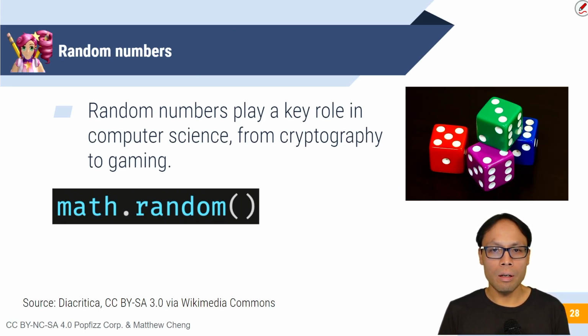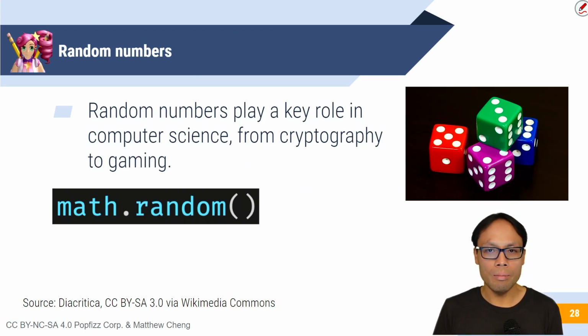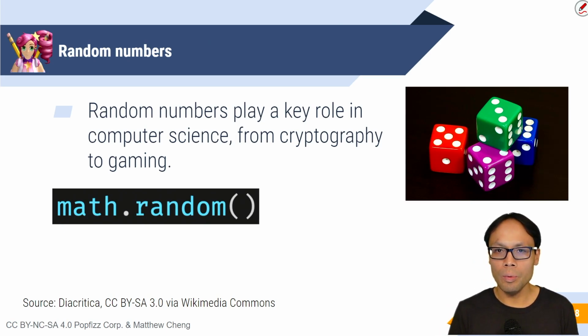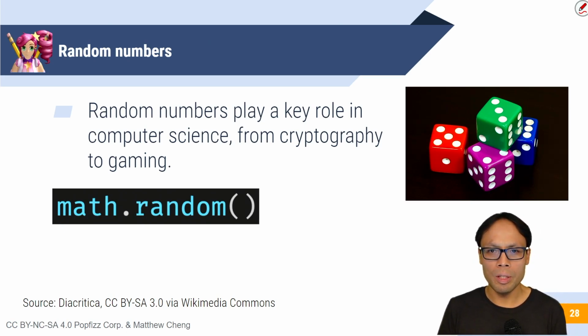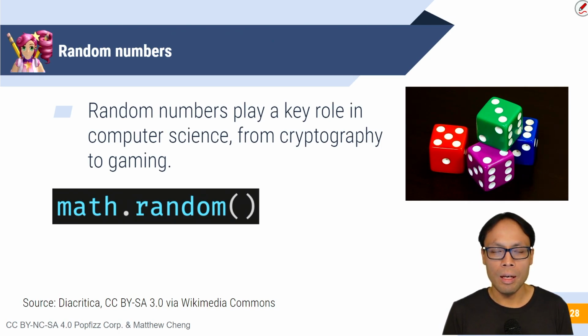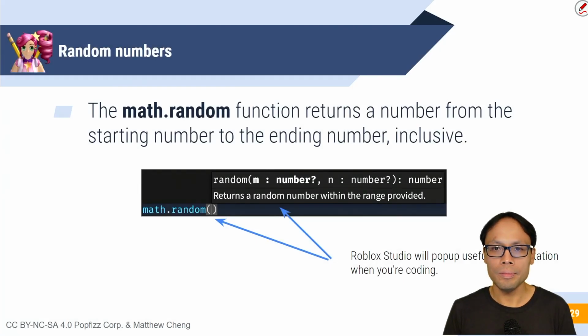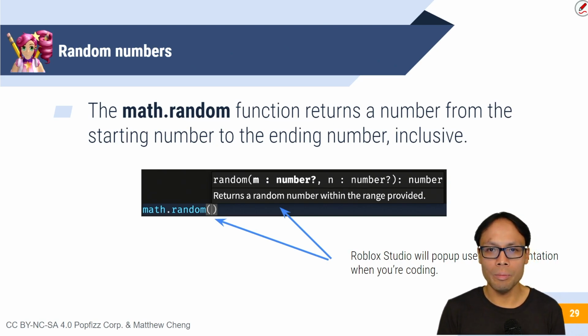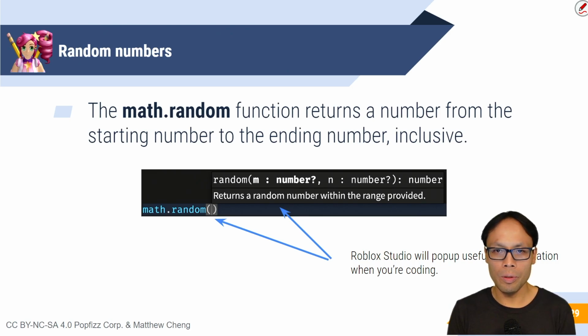Now, to create our math problems, we're going to use random numbers. Random numbers play a key role in computer science, from cryptography to gaming. And inside of Roblox Studio, we have a function called math.random. Math.random returns a number from the starting number to the ending number, inclusive of both of those numbers.